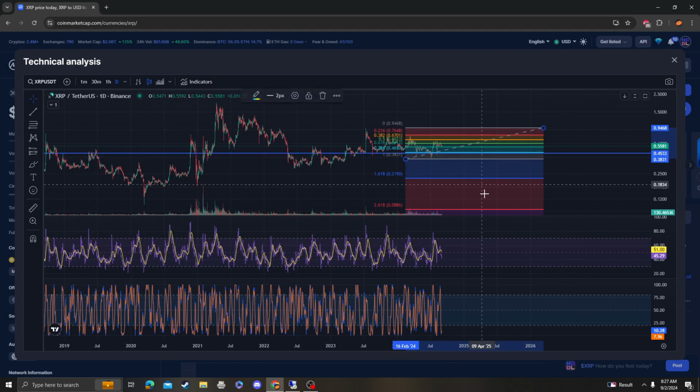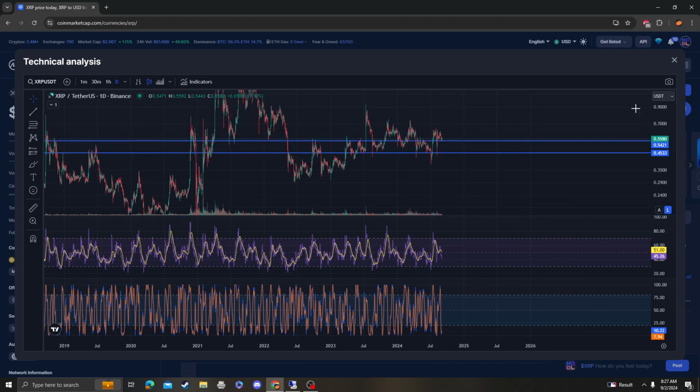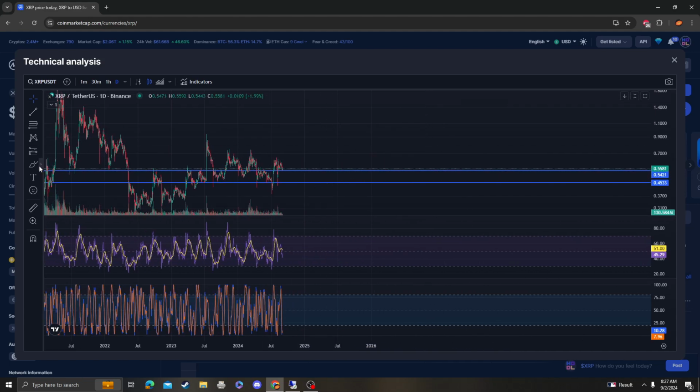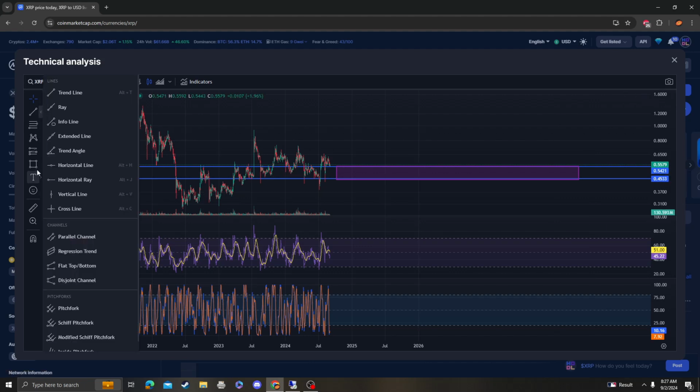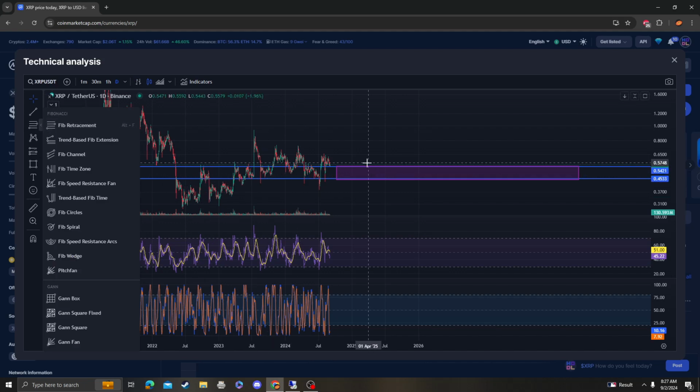Support would be at the 618 at around 55 cents, so we are clearly over support right now. As long as it accumulates and doesn't break down 45 cents, we should be solid. Which again, I don't think it's going to, because we've literally been making higher lows this entire time.